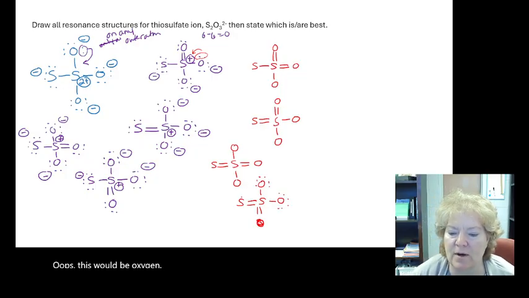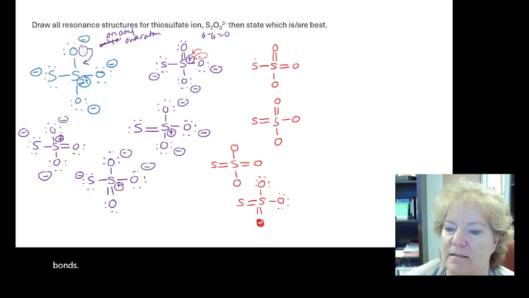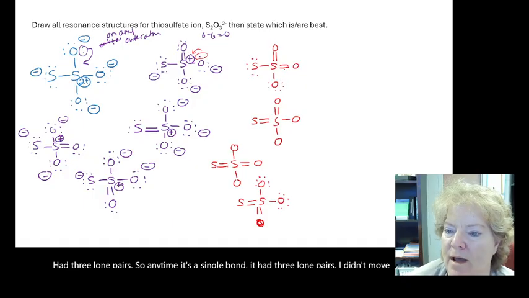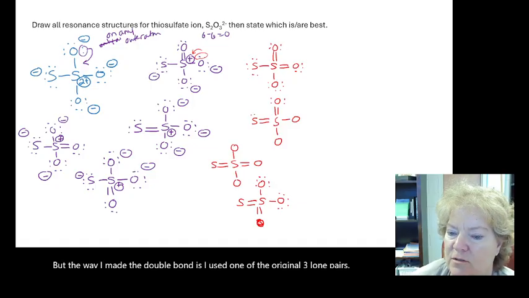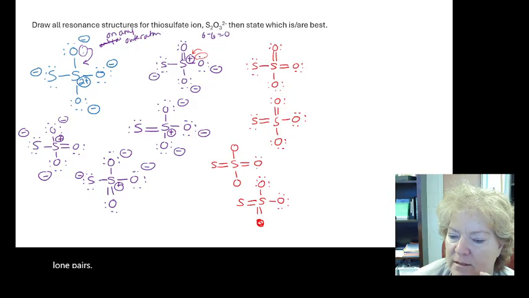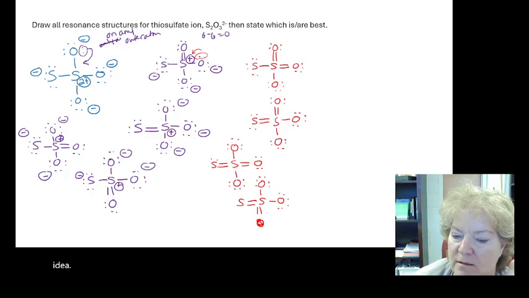So the ones that don't have double bonds had 3 lone pairs. So anytime it's a single bond, it had 3 lone pairs. I didn't move those. But the way I made the double bond is I used one of the original 3 lone pairs. So anytime it's got a double bond, I made it from one of the lone pairs, so you just have 2 lone pairs. And I could have done this more slowly and gone through every option. I'm trying to get the idea where you see what things you can play with and what things you can't.